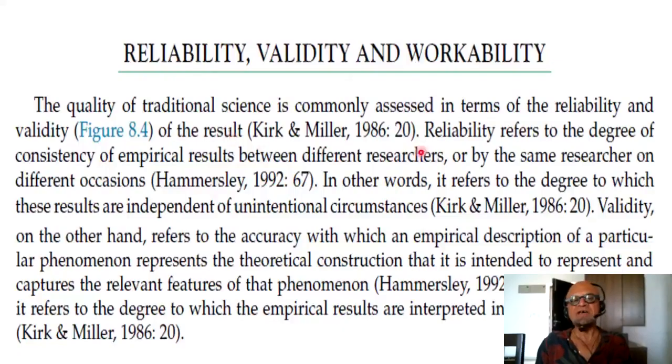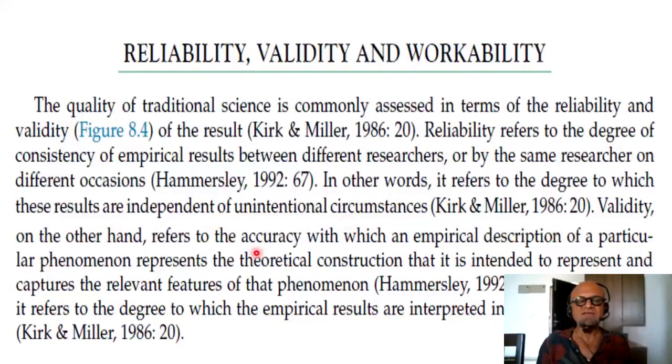So the quality of traditional science is commonly assessed in terms of the reliability and validity of the result. Reliability refers to the degree of consistency of empirical results between different researchers or by the same researchers on different occasions. In other words, it refers to the degree to which these results are independent of unintentional circumstances. So whatever is the context, you have to be able to reproduce the results. Reproducibility, which you can call reliability.